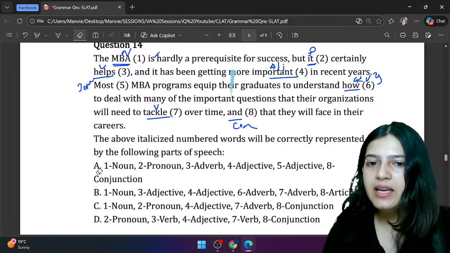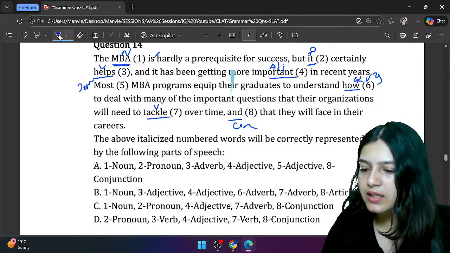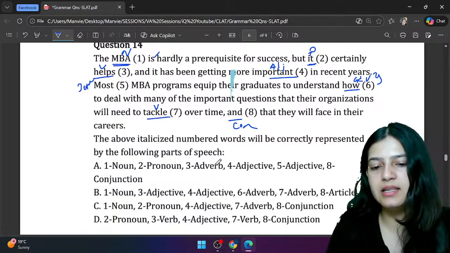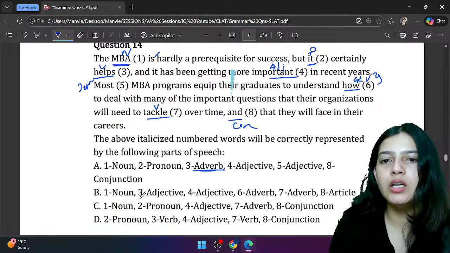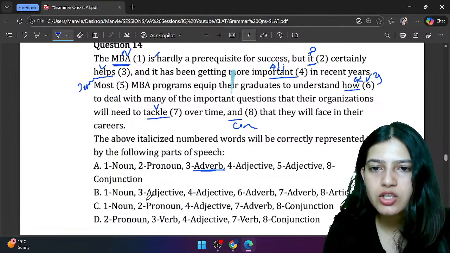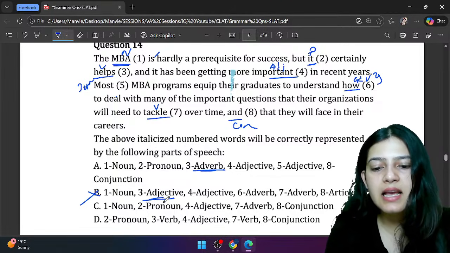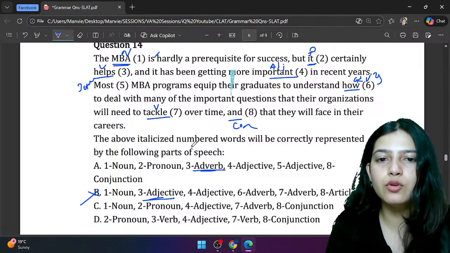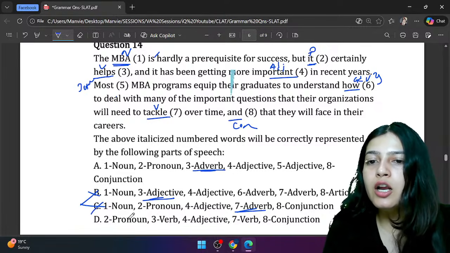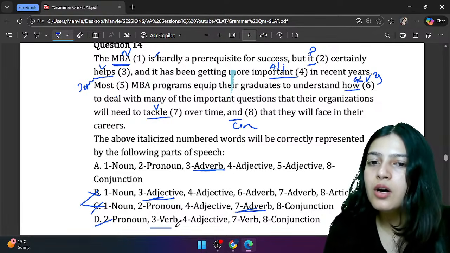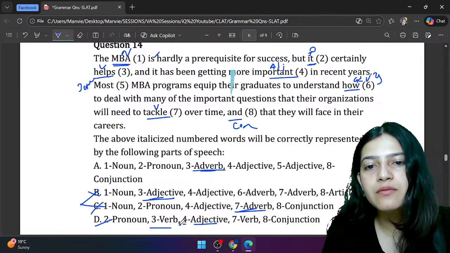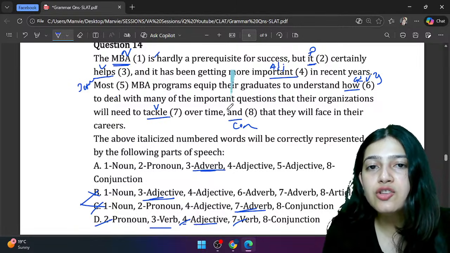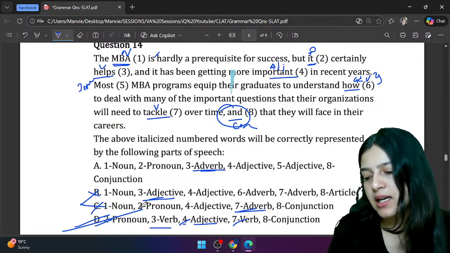So basically A is wrong because it says 1 is a noun, 2 is a pronoun, it's an adverb, 3 is incorrect here. 3 is an adjective, no it's not an adjective, so B is incorrect. C says adverb, there was a problem with this one. 7 is an adverb, no it's a verb, so C is also incorrect. 2 is a pronoun, yes it's a pronoun. 3 is a verb, yes help is a verb. Adjective, important is an adjective. 7 is a verb, tackle is a verb, so it's correct. 8 conjunction, and is a conjunction, so D is the correct answer.